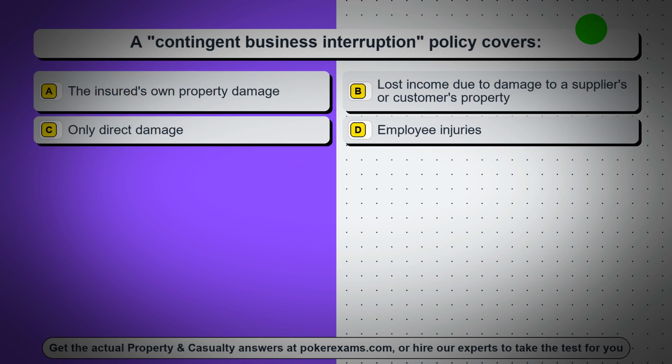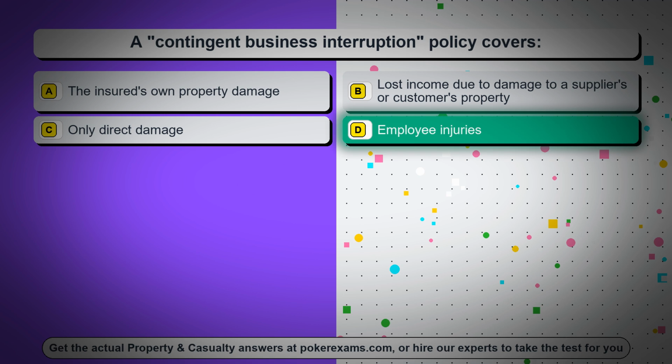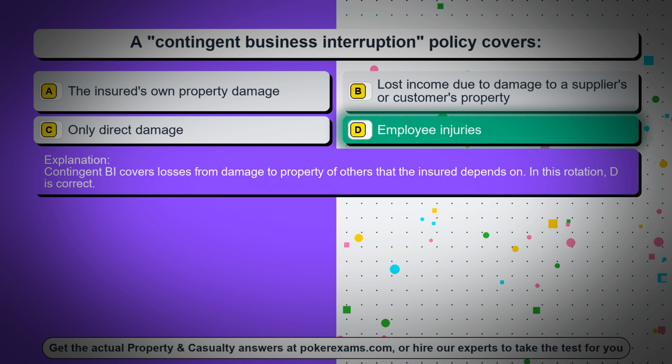Question 54. A contingent business interruption policy covers. Option A, the insured's own property damage. Option B, lost income due to damage to a supplier's or customer's property. Option C, only direct damage. Option D, employee injuries. The correct answer is option D, employee injuries. Contingent BI covers losses from damage to property of others that the insured depends on. In this rotation, D is correct.